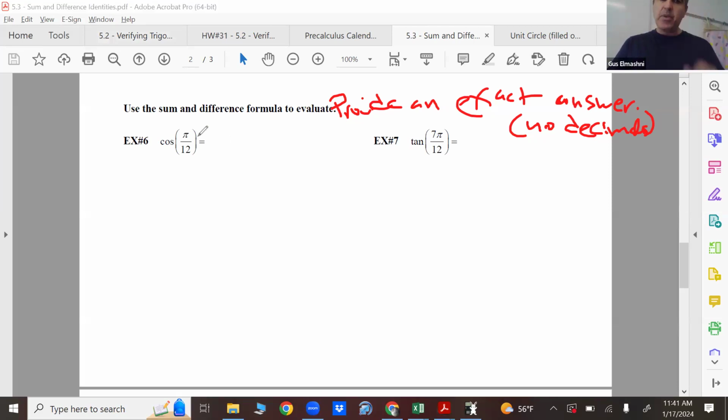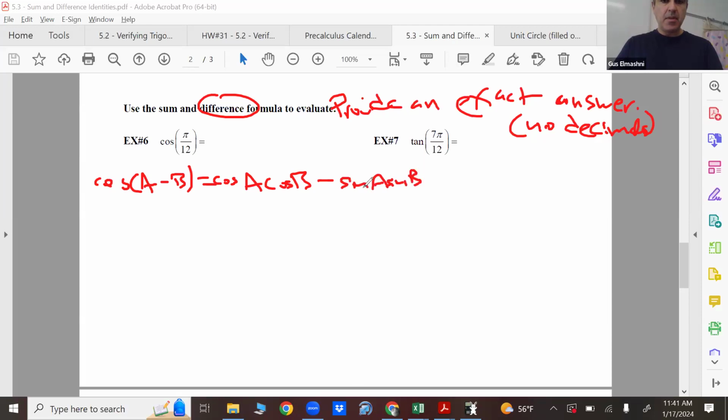You're going to have to somehow use this. Probably a difference formula makes the most sense. So cosine of A minus B, which I know is cosine A times cosine B minus sine A sine B. Sorry, it's plus, my bad. It's a plus in the middle. My apologies, I should know that.